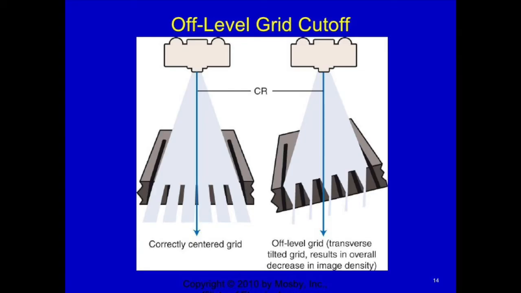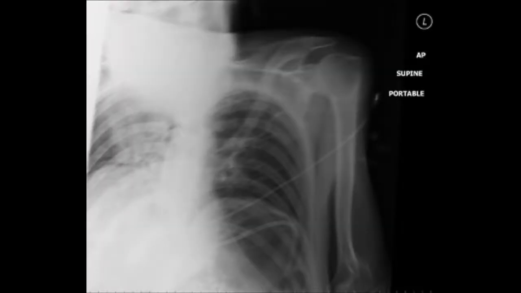An off-level grid error occurs when the tube is angled across the long axis of the lead strips. This usually occurs with improper tube or grid positioning. Improper grid position most commonly occurs in stationary grids when used for mobile procedures or for decubitus views. It is important for the radiographer to align the tube correctly with the grid, because otherwise this will result in an unwanted absorption, which will decrease the whole exposure of the film.